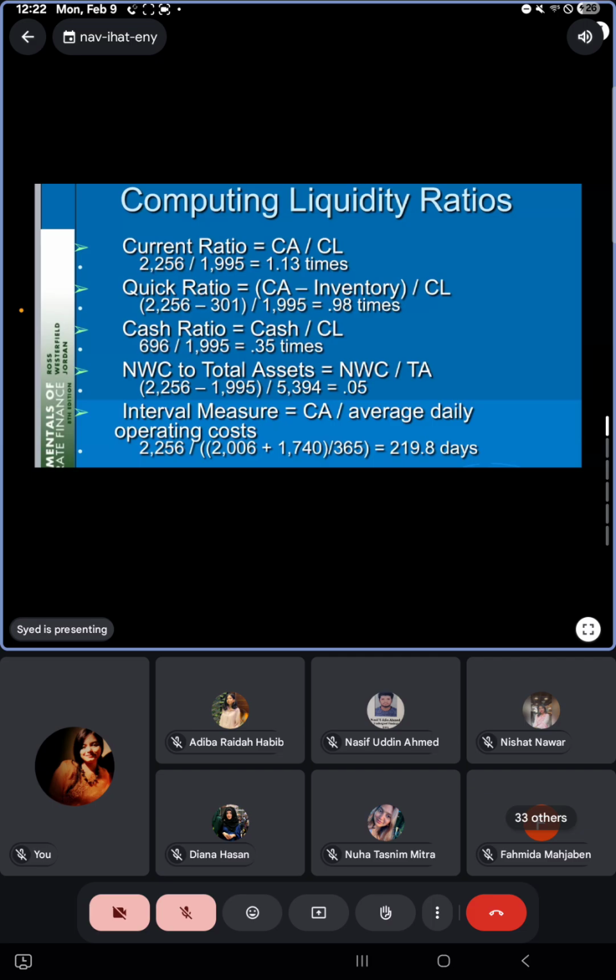Okay. Now, what makes up the operating cost? As in, what are the items of the operating cost? What costs do we count as operating cost?